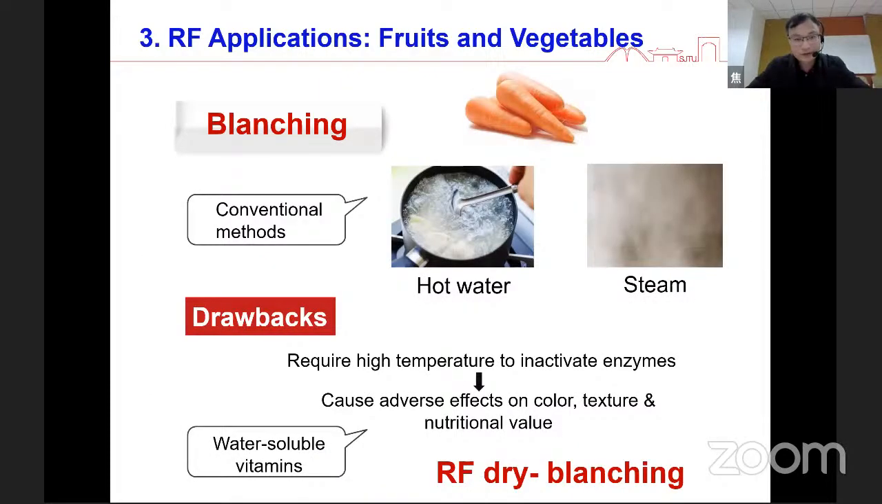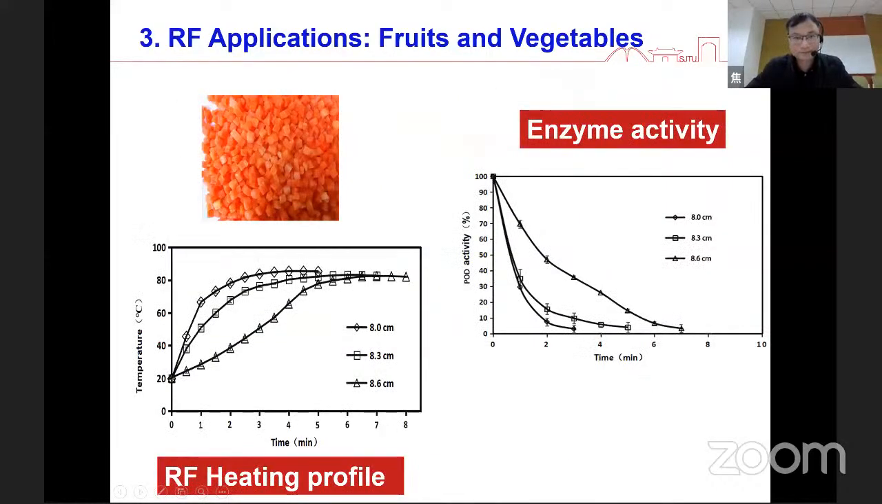So this is for the blanching. Generally, like I mentioned, using hot water or hot steam requires high temperature and causes adverse effects on the texture and the nutritional values, especially the water-soluble vitamins, which would be lost. But for the RF dry blanching, you can avoid these kinds of issues.